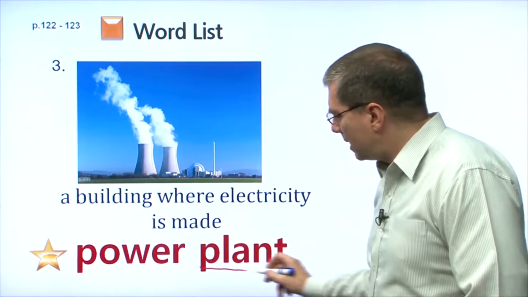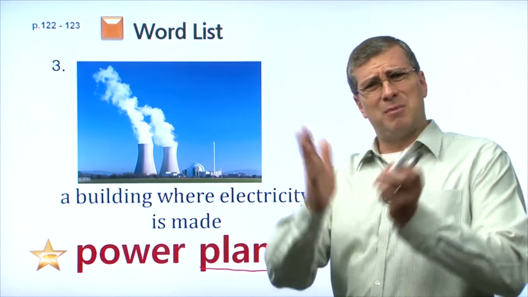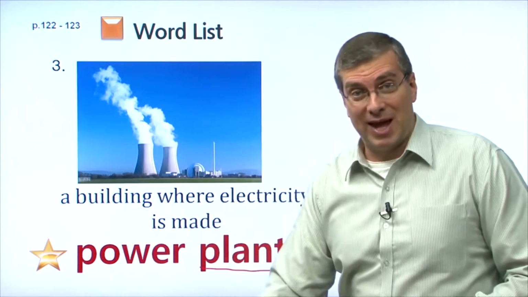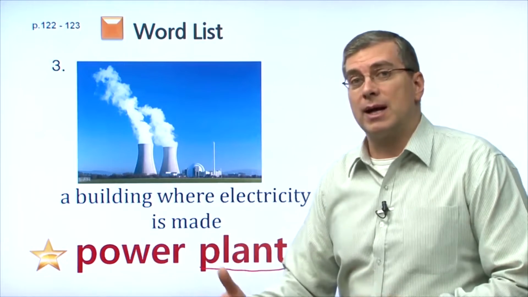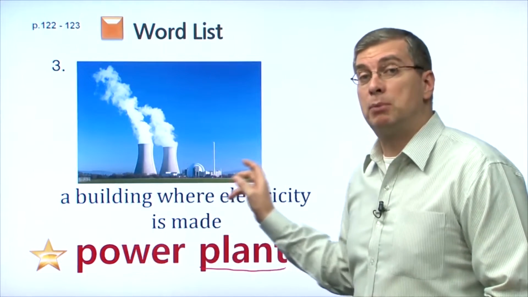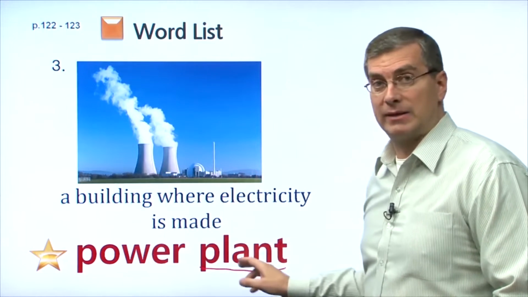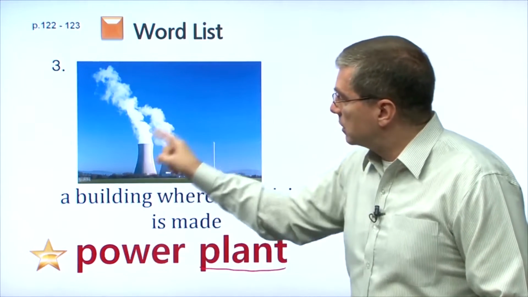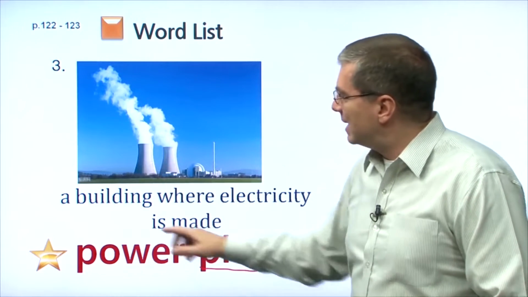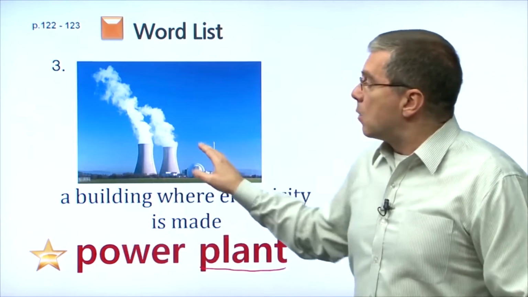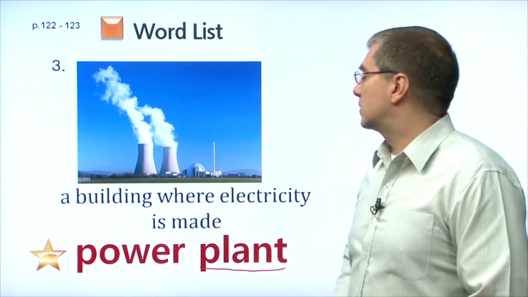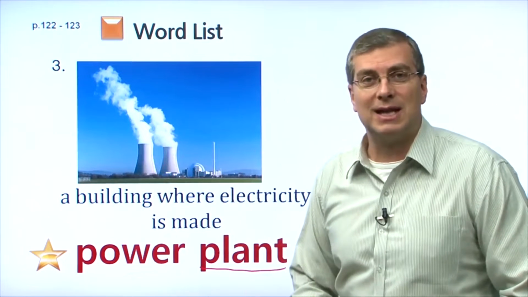Plant. Now you may know plant. Are we talking about a bush or a flower? No. Another meaning of plant is like a factory where something is made, especially energy, energy plant or power plant. So here, this building, which looks very strange, it's a very interesting looking building, is a power plant. We make electricity at this building. Okay? So this is a building where electricity is made.